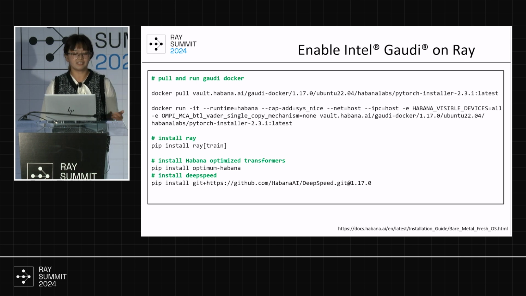We consistently upgrade Gaudi software through the Docker image. Now we have released version 1.17, and the 1.18 release is just around the corner. What you need to do to launch the Gaudi container is to download the latest image and install Ray inside this Docker. Furthermore, we recommend users also install two other optimization packages: Optimum Habana, which is a Hugging Face Transformers optimization kit, and also Habana AI DeepSpeed.